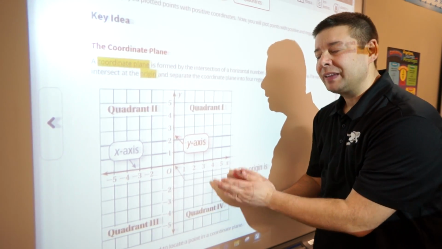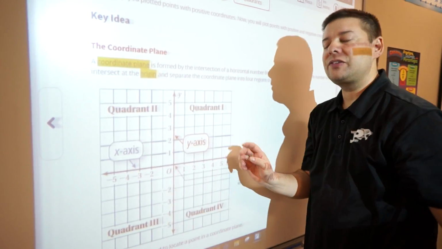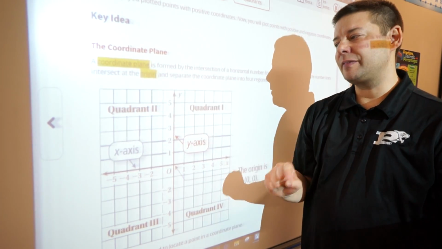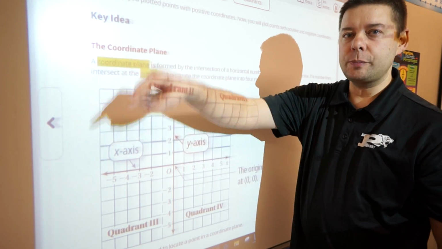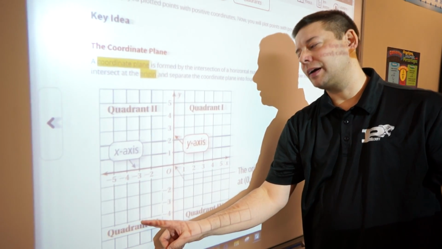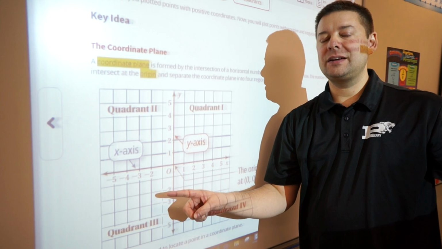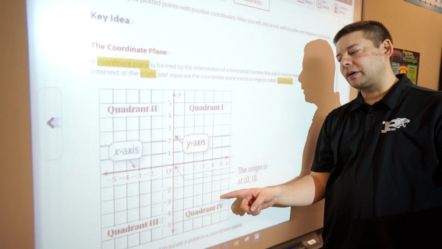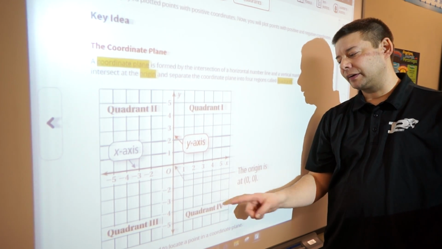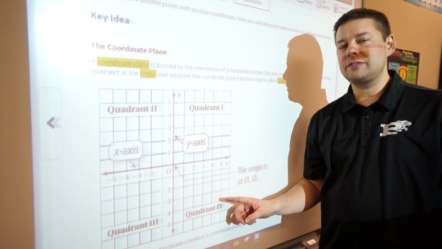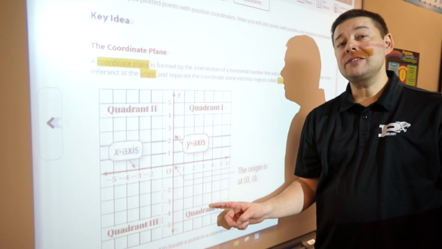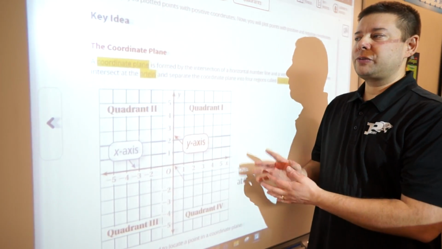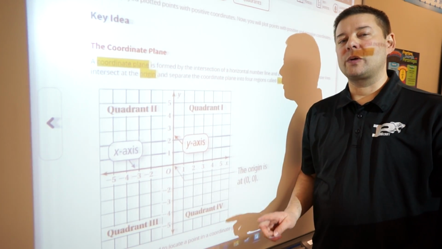Quadrant 2, we kind of go counterclockwise. So it's going to be the negative x value and the positive y value. Quadrant 3, right below it, again, counterclockwise. This one's going to be the negative negative, so negative x, negative y. And then our last one, quadrant 4, is going to be in the lower right-hand corner, and that would include all of our positive x's and negative y's. So it's important to know what our quadrants are, because those 4 quadrants make up our coordinate plane.